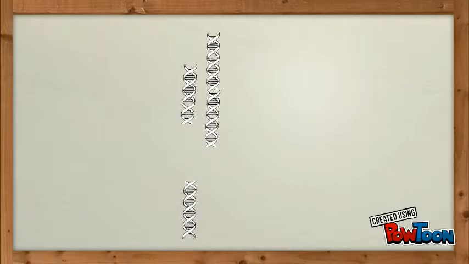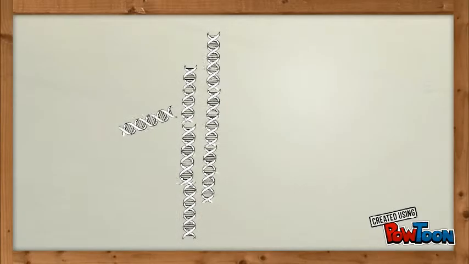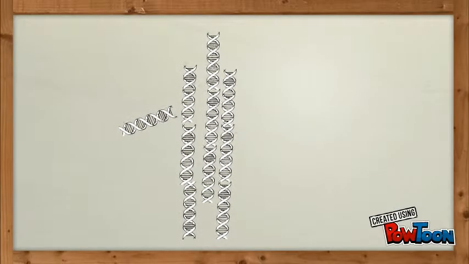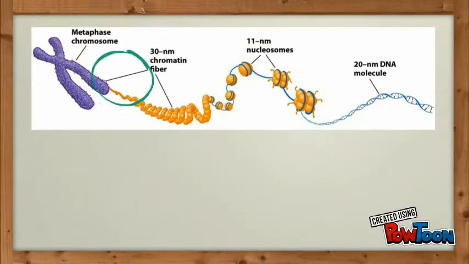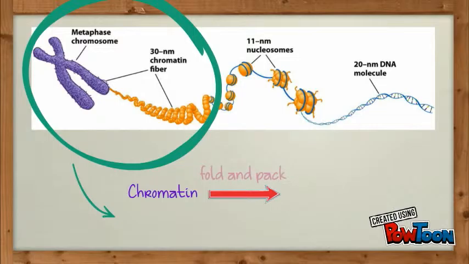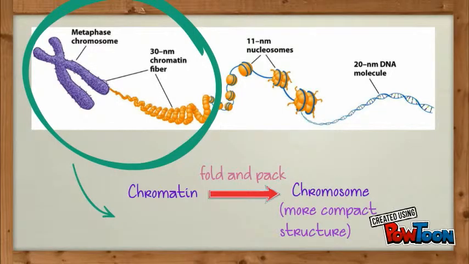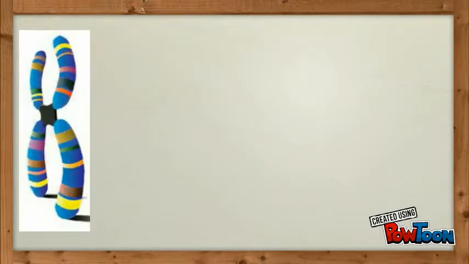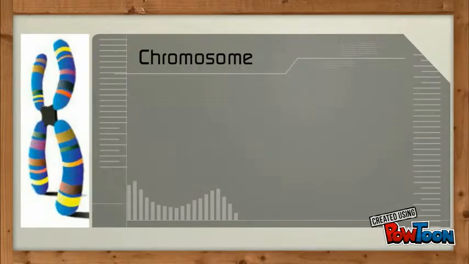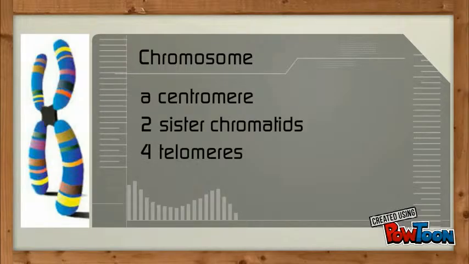We know DNA are double-stranded polynucleotides consist of millions of base pairs. This will be too long if straight. So chromatin will pack and fold DNA molecules into a nucleosome. Many nucleosomes will join together and form chromatin fiber. Chromatin fiber then will fold itself and become more compact structure called chromosome. Chromosome consists of a centromere, two sister chromatids, and 4 telomeres.